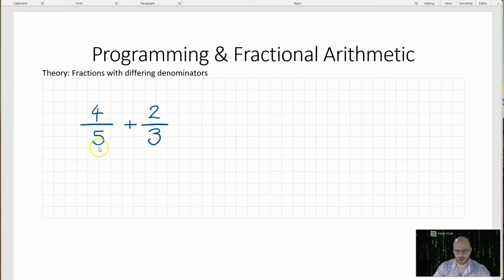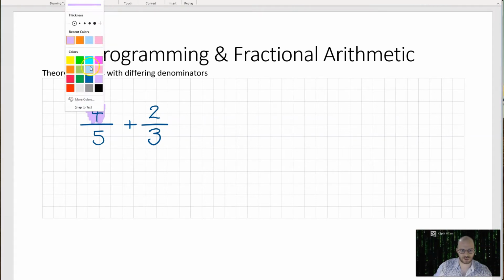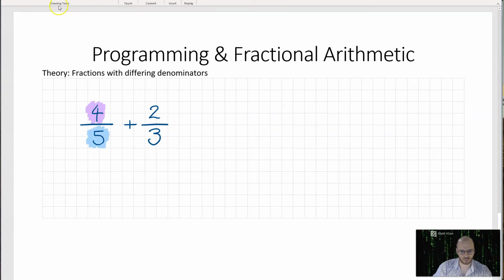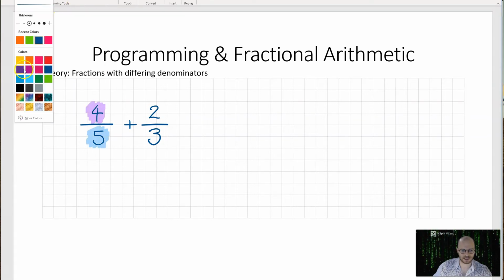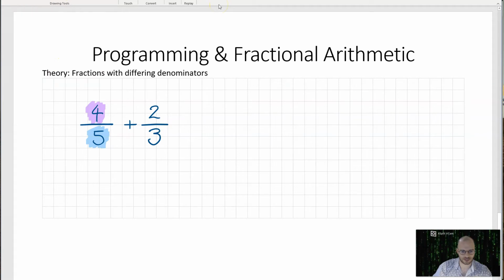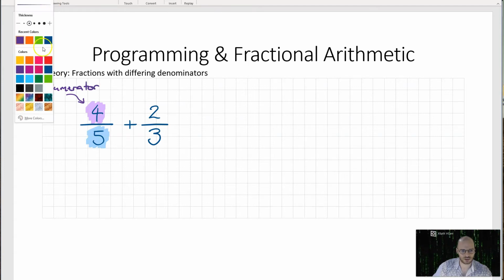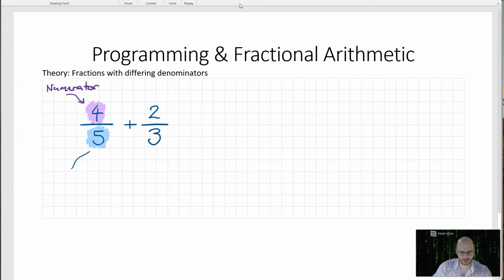So, what we've got are two fractions. Now, fractions have two discrete components. They've got a numerator and they've got a denominator. The numerator is always the information that is held above the line on the fraction. So up here in purple, this is our numerator. Down below, that is our denominator.